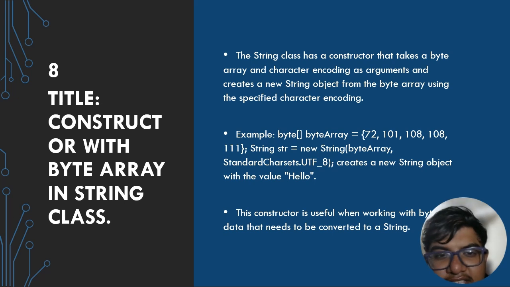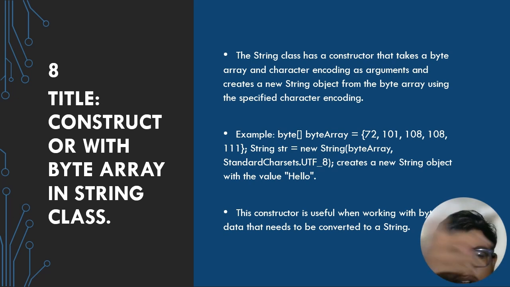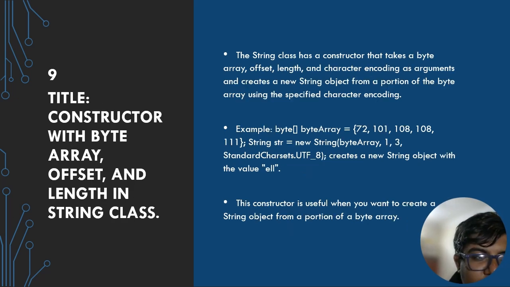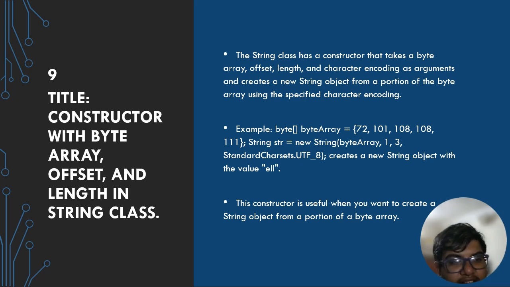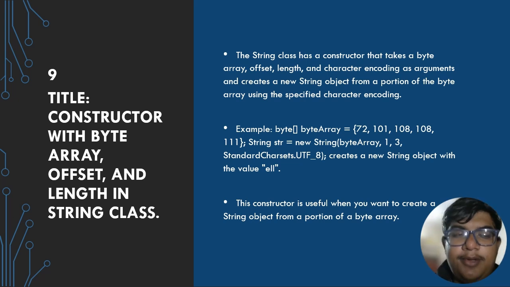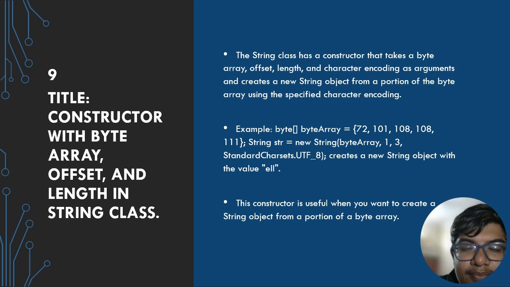Now you have the constructor with character or byte array, offset, and length in the string class. To understand this one, up till now we saw character array, byte array, string buffer, string builder, default. Now we know how the string constructor works. So now a twist in that one is you can tell it from where it has to start and where it has to end.